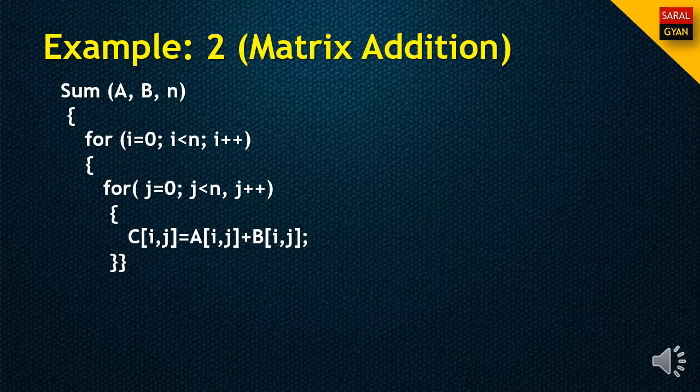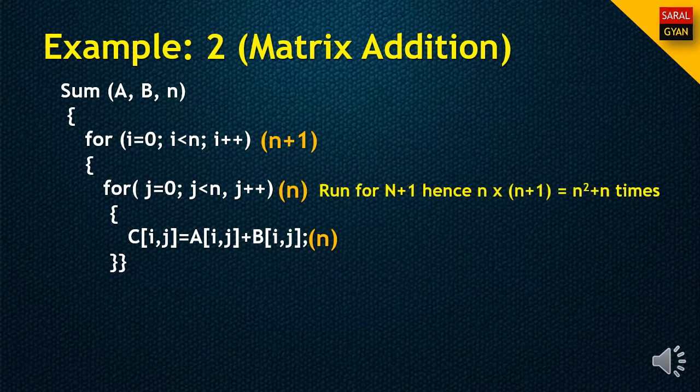Let us consider another example, which we use for matrix addition. Matrix addition uses nested loops. We directly come to the time complexity analysis. This for loop is going to execute n plus 1 times, hence it will consume n plus 1 units of time, as we have seen previously. Whatever is written inside this for loop, meaning all the statements of this for loop, are going to execute n times. Coming to the next for loop, this is again a for loop.